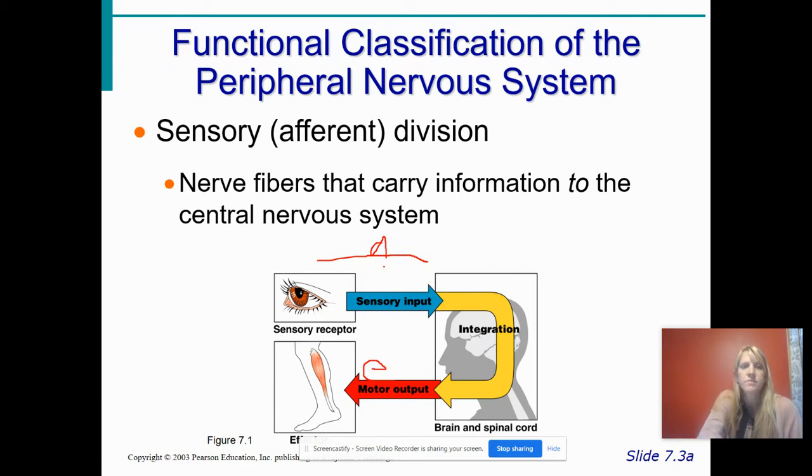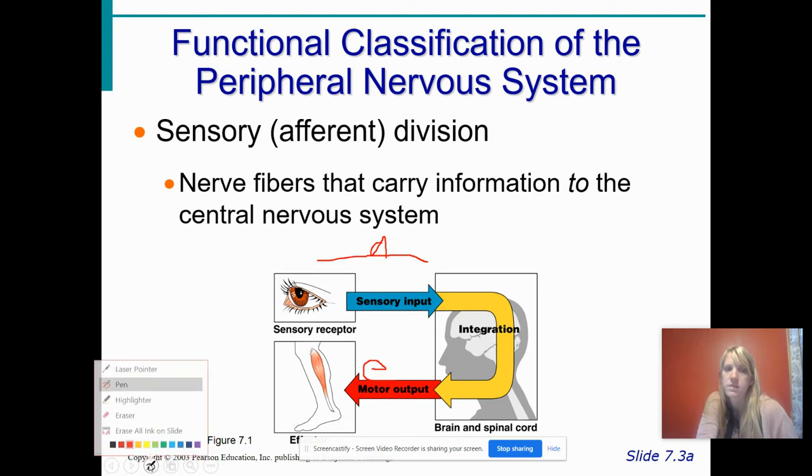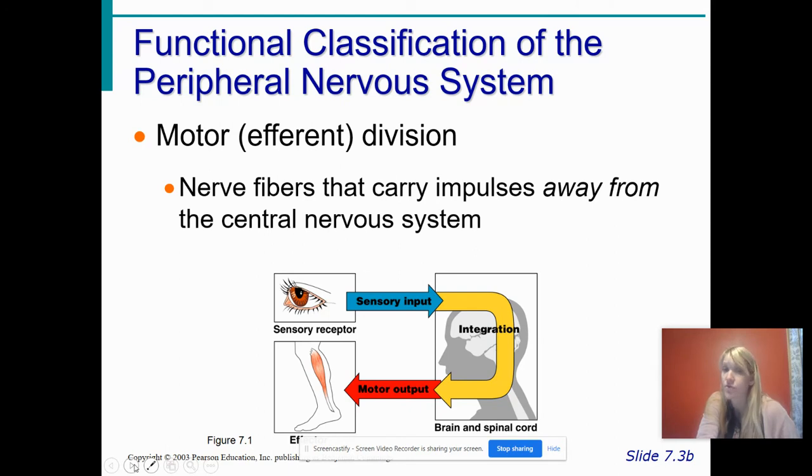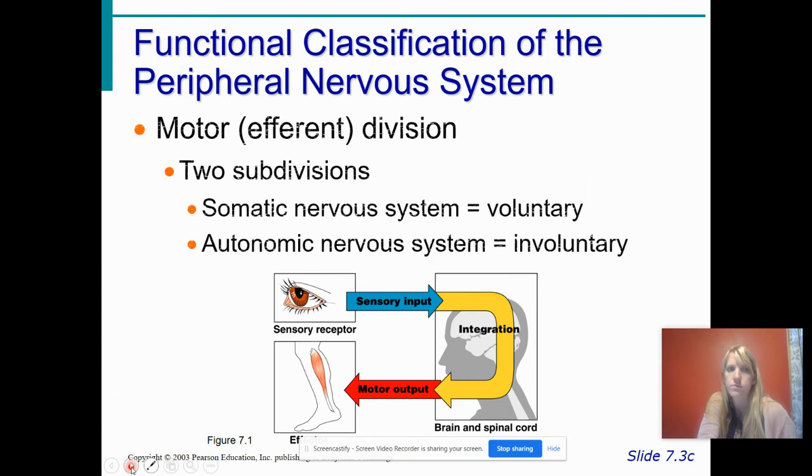Oh my gosh, I'm gonna sneeze. So nerve fibers that carry information to the central nervous system are called sensory neurons or afferent. Oopsies, now look what I did. The motor or efferent division, that's the nerve fibers that carry impulses away, I just told you that, from the central nervous system. So sensory, go toward; motor, go away. And there's the somatic nervous system, that's voluntary. So I'm going to catch the ball, I'm going to run, that type of thing. The autonomic nervous system, that's involuntary, like digesting your food and things like that.